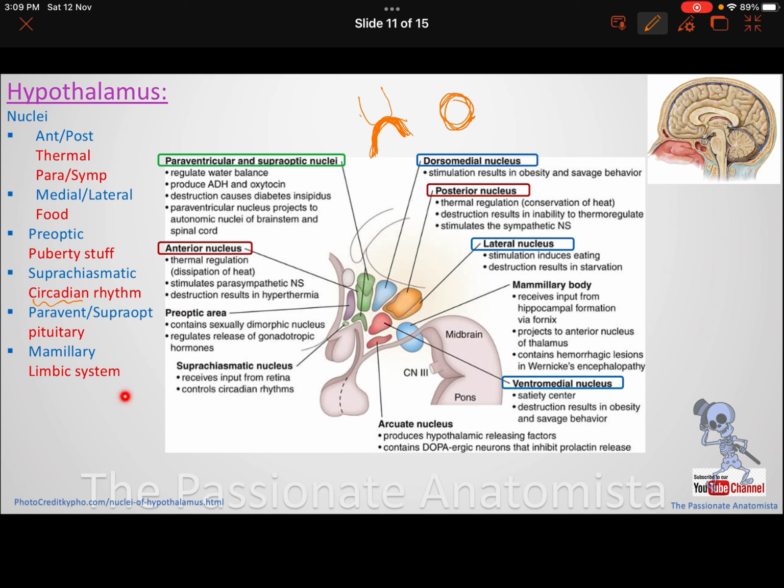And what else do you need to remember? The mammillary body, of course, everyone knows that it's related to the limbic system. And the last two nuclei are the medial and lateral nuclei. The lateral nucleus is just the lateral nucleus. For the medial nuclei, you have dorsomedial and you have ventromedial.